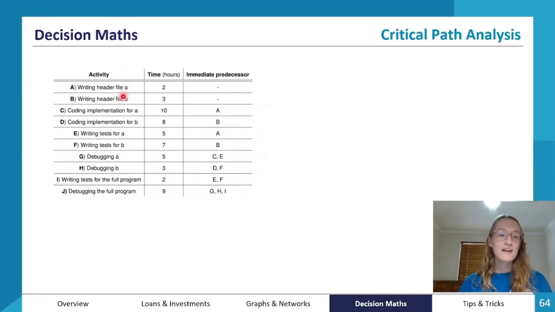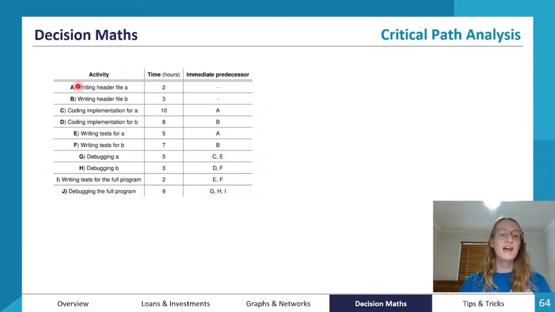So we see writing header file A, writing header file B. These are all the different activities that need to be done. So this project is about designing some sort of software, and these are all the little individual sub-activities they've broken it down into. You can see that in this activity table, it also lists the time taken for each activity, and this column here is about the immediate predecessors. So this is about what activity must be completed before each activity so that the next activity can begin.